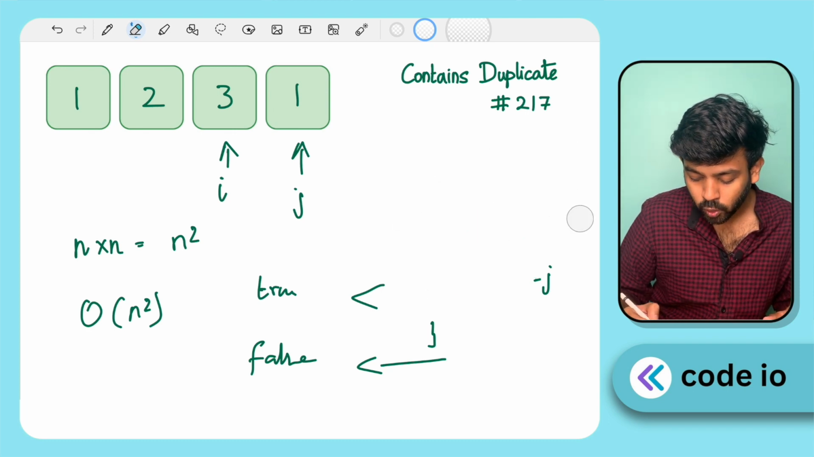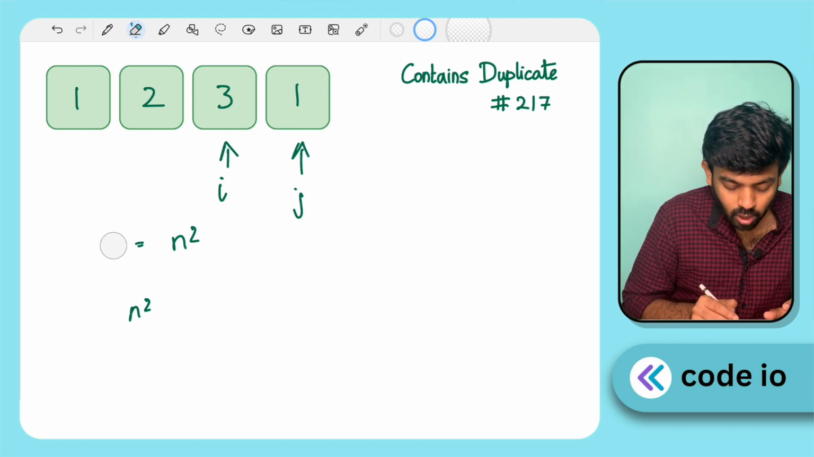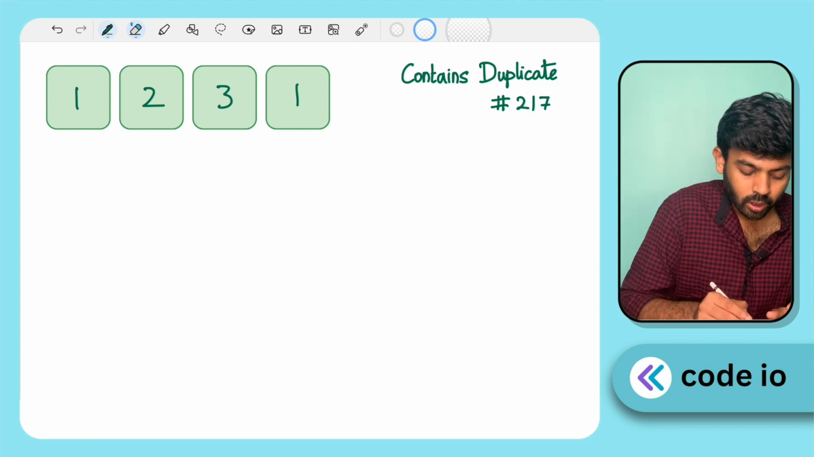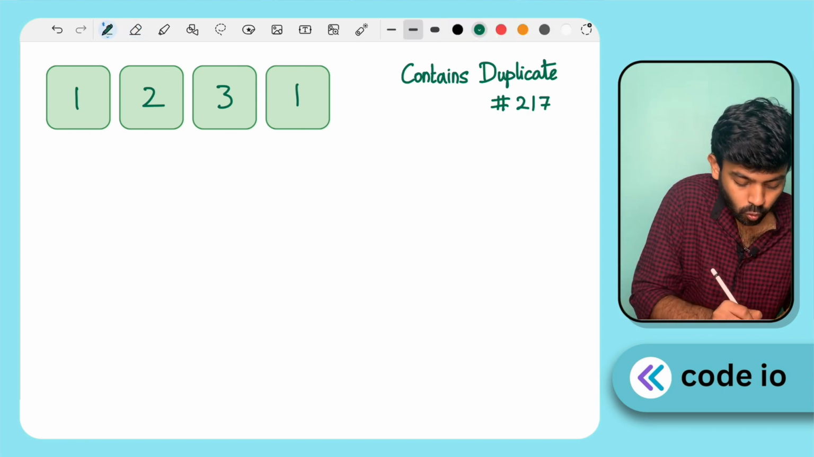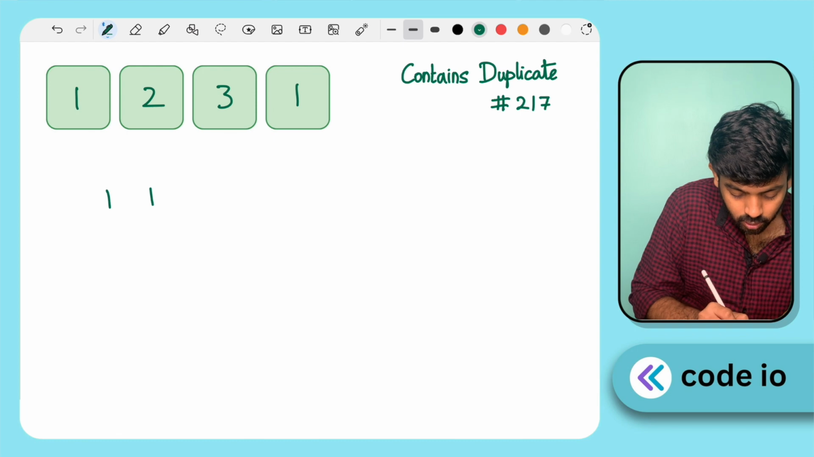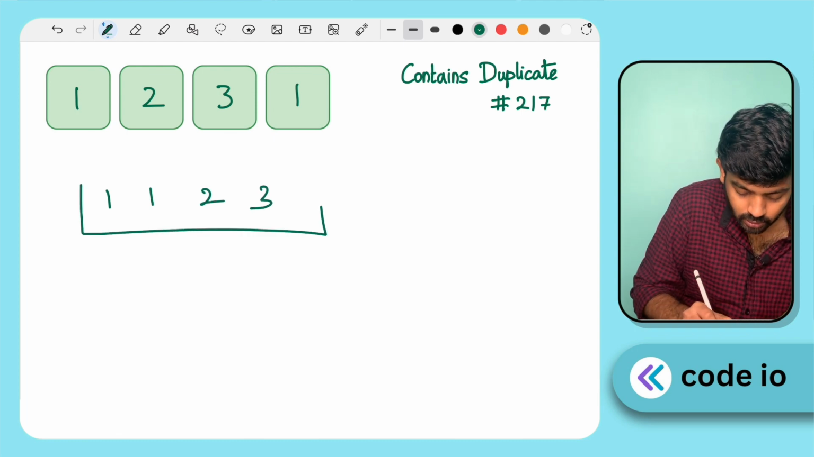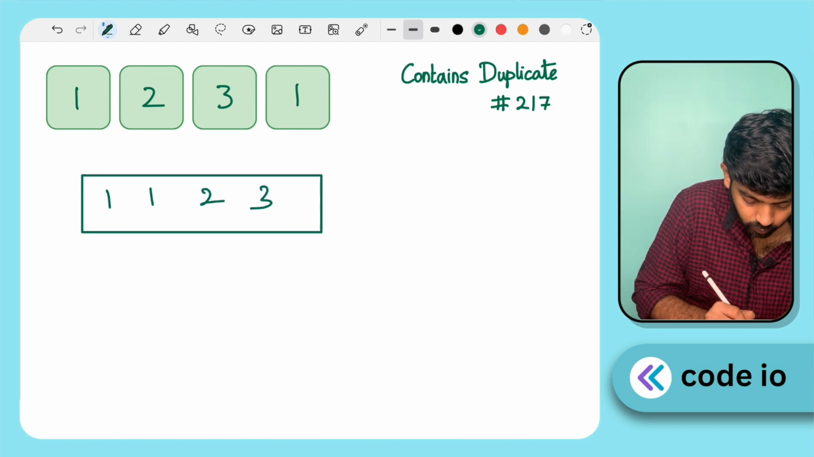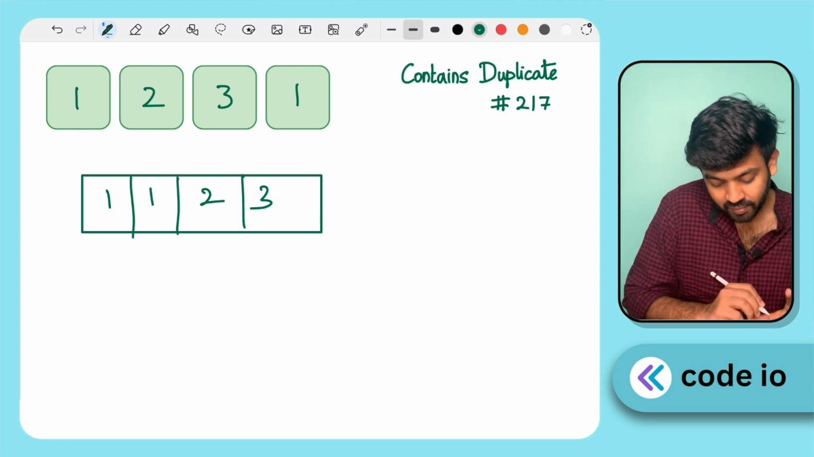The next approach that you could think of is, you can sort this array. Sorting this array would give you 1 1 2 and 3. This is the sorted array. We have sorted this array.